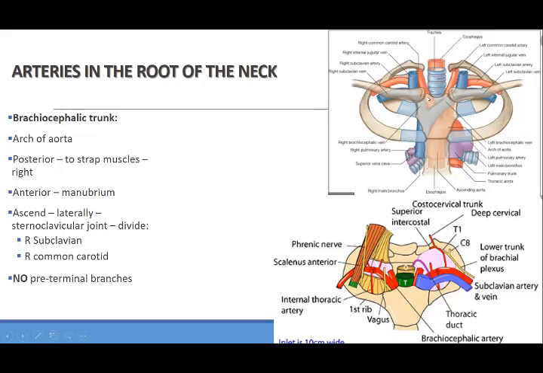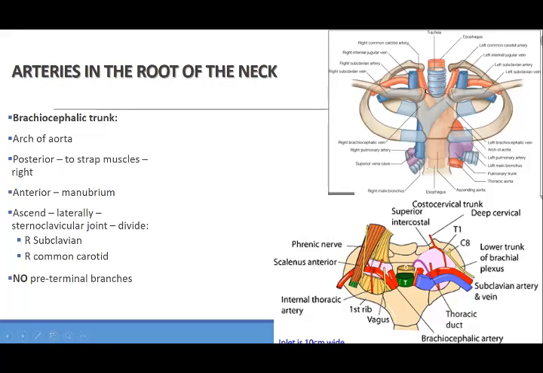Now, please note that as it ascends, it goes superiorly and it also moves laterally. And posterior to the sternoclavicular joint, the brachiocephalic trunk divides into two terminal branches, namely the right common carotid medially, and the lateral artery here, that is the right subclavian.